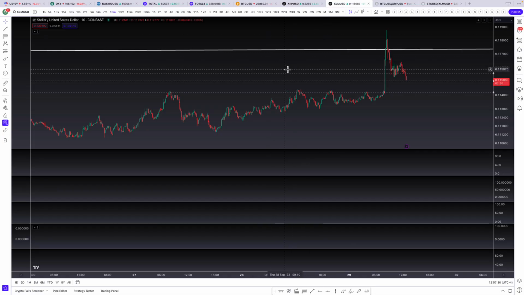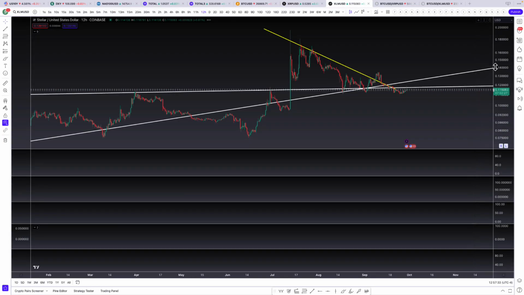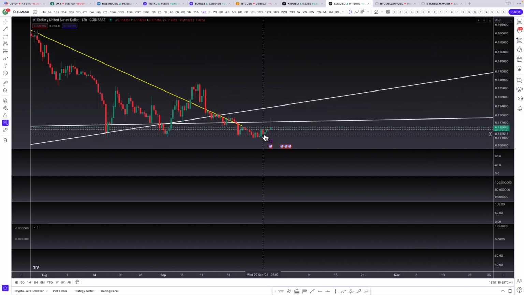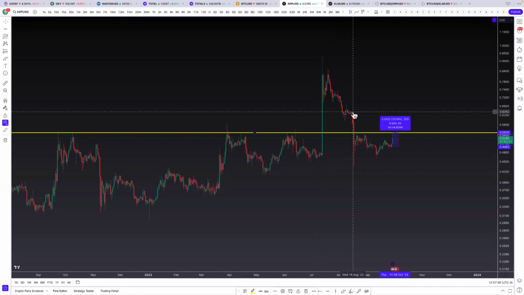And even Stellar experienced a good little pop here. So we're up on that XLM margin trade that we took all the way back down here. So same with XRP, of course, as well.